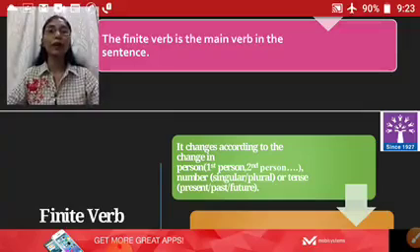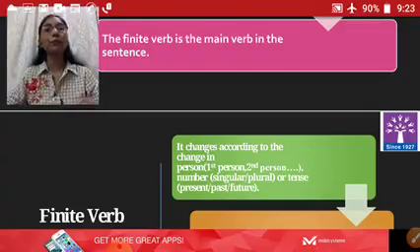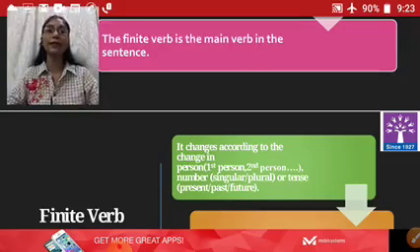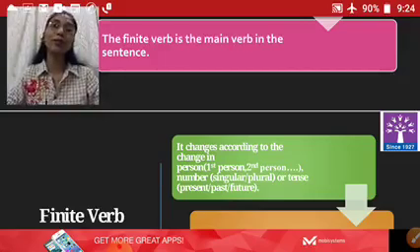Ram went to the market to purchase fruits. Here, if I change the subject: they went to the market to purchase fruits. We have got two verbs in the sentence, went and to purchase. Now, we all know that finite verb will always be the main verb in the sentence. So, went is the main verb in the sentence, which can be changed as per the tense also.